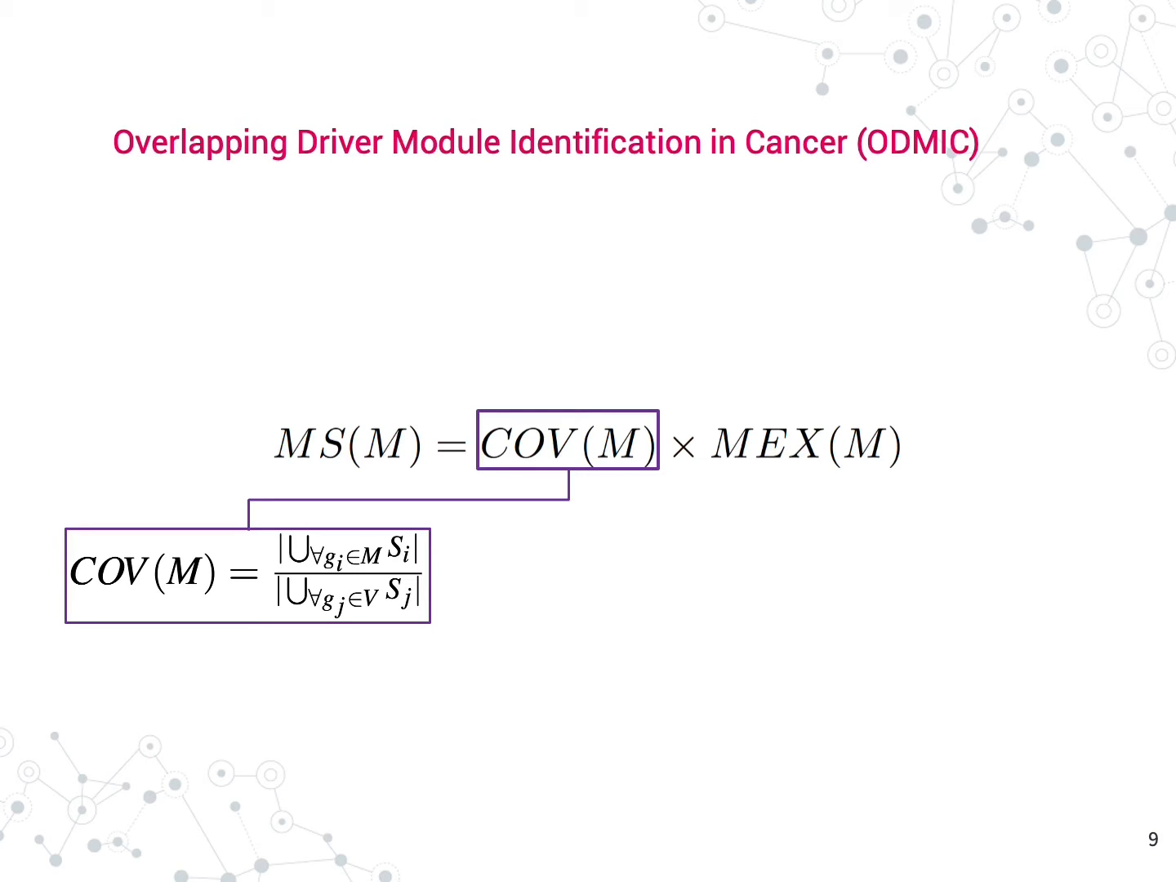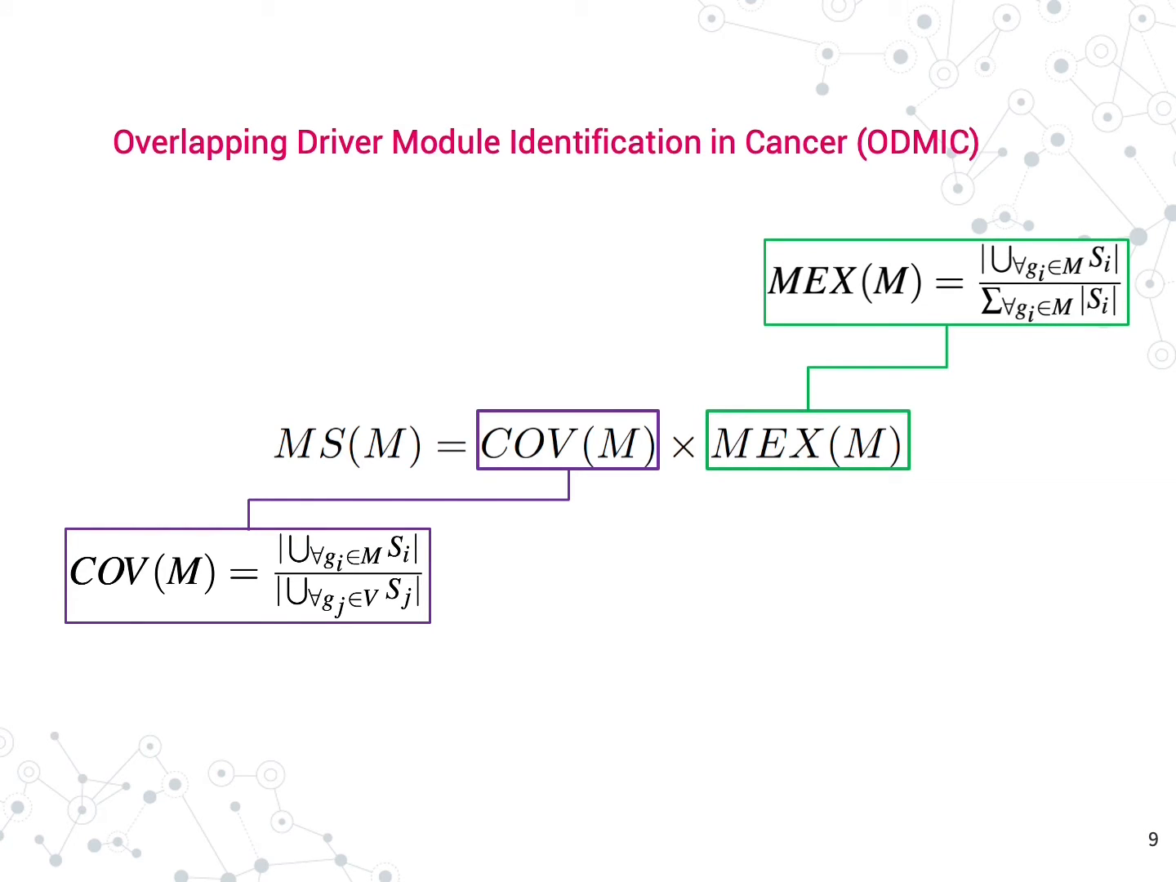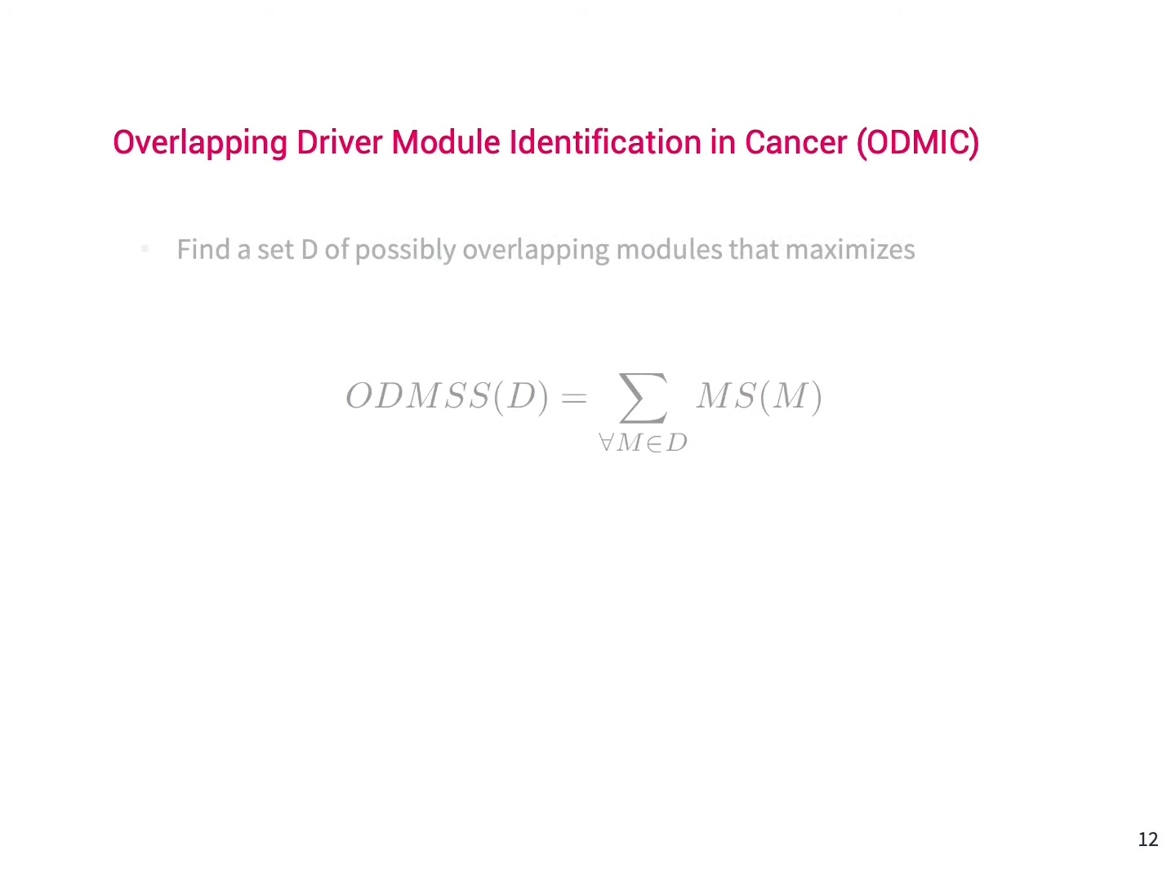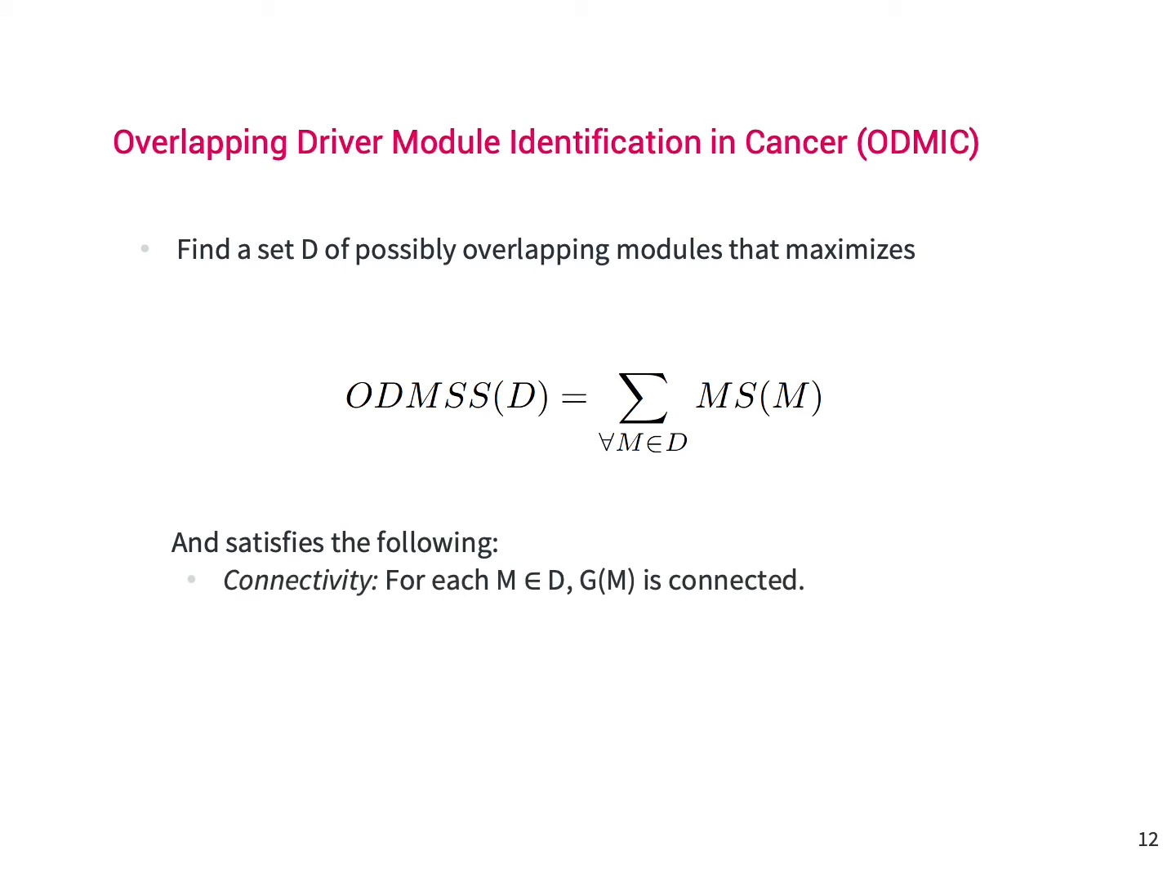As for mutual exclusivity, it is observed that sets of genes that are commonly involved in the same cancer pathway tend not to appear mutated together in the same patient. So the genes in module M should be mutually exclusive across the samples. Our goal is to find the set D of possibly overlapping modules that maximizes the sum of the MS scores of the modules, and this score is called ODMSS.